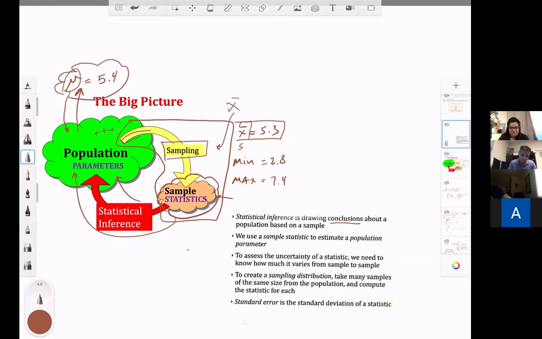We have S for the standard deviation of the sample. We have sigma for the population. And to assess the uncertainty of a statistic, we need to know how much it varies from sample to sample. To create a sampling distribution, take many samples of the same sample size from the population and compute the statistic for each.